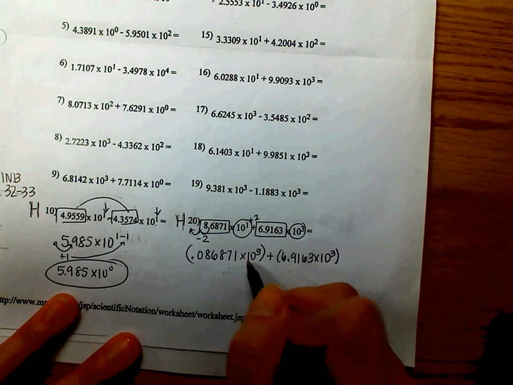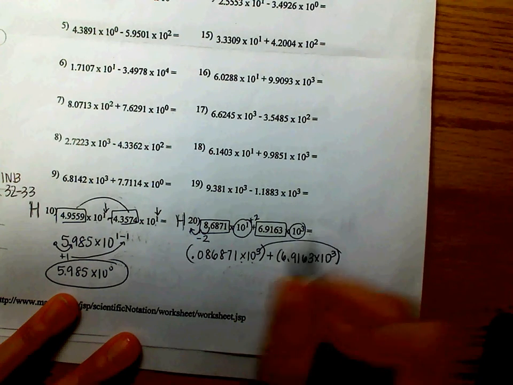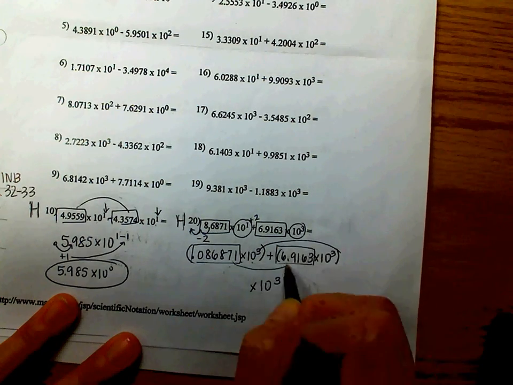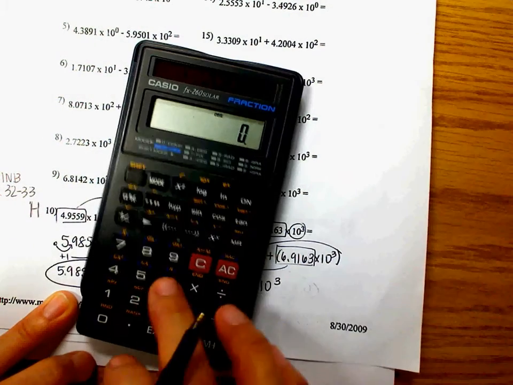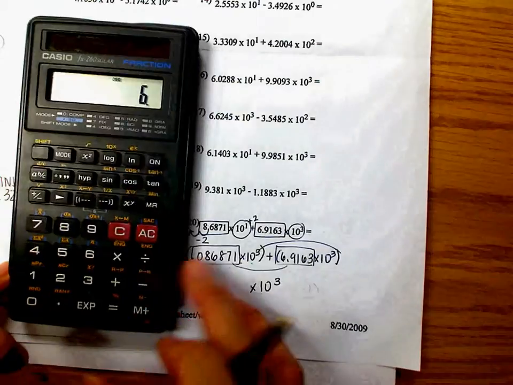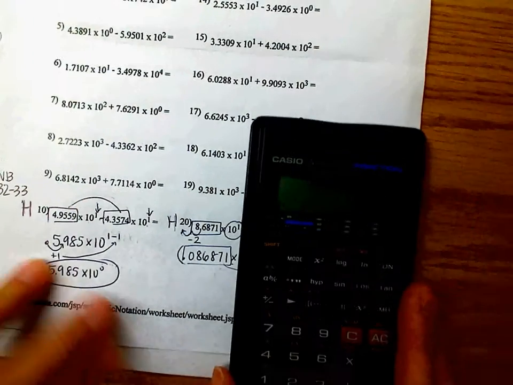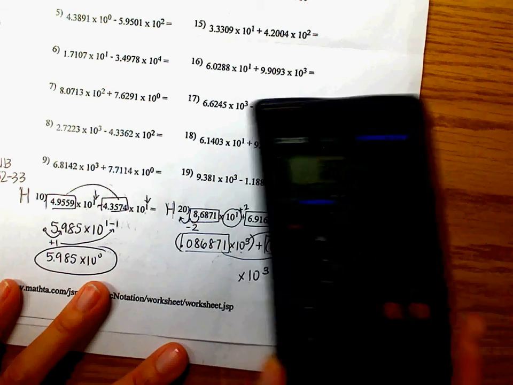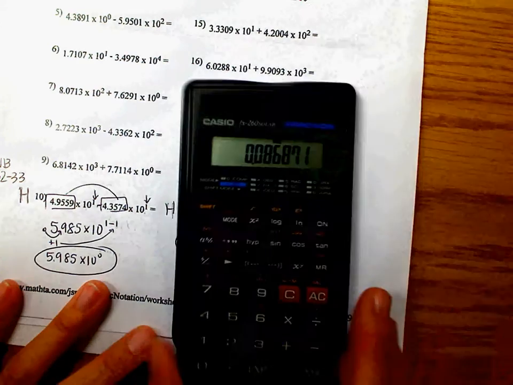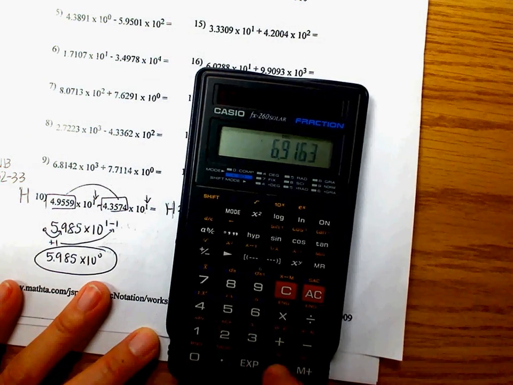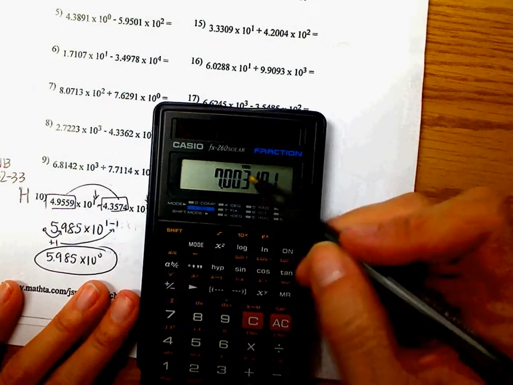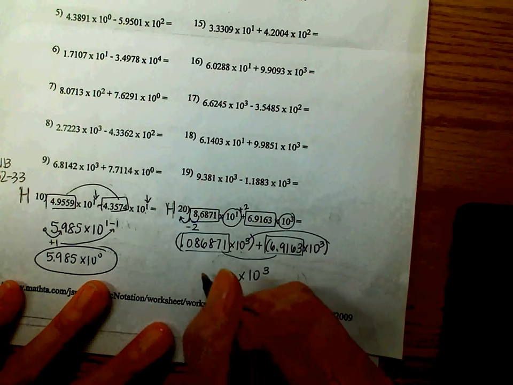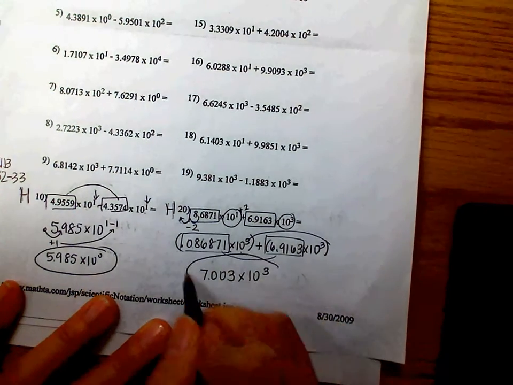Okay, now that I have these two the same, I'm just going to leave it as times 10 to the third, and all I have to do is add these two numbers. Remember, addition, it doesn't matter which one you do first. 0.086871 plus 6.9163 equals. So I'm going to go to the third digit, and if you cut it off, the 1 tells the 3 to stay. So 7.003. And that is my answer.